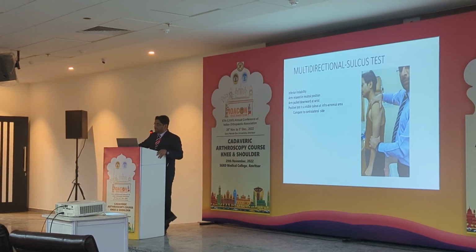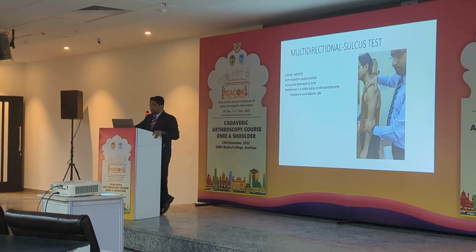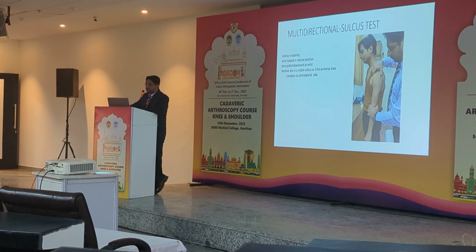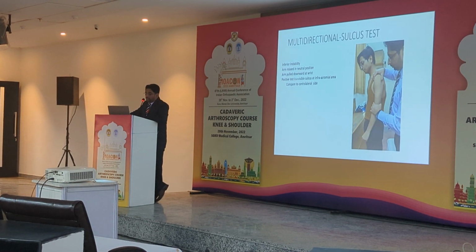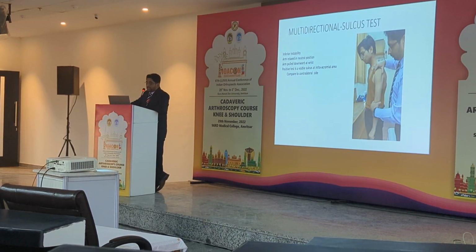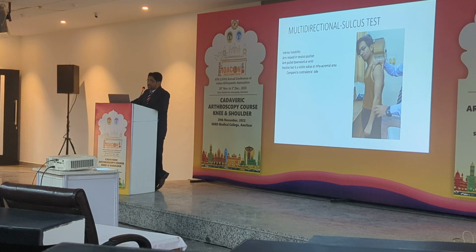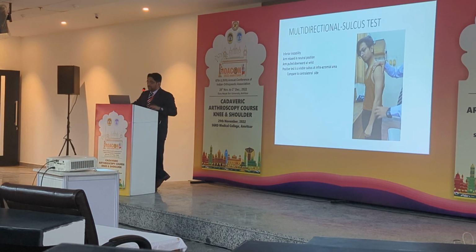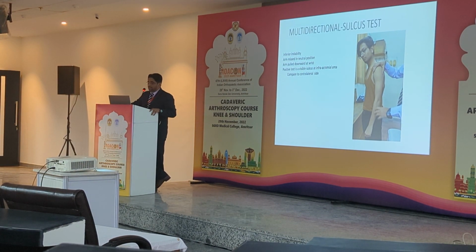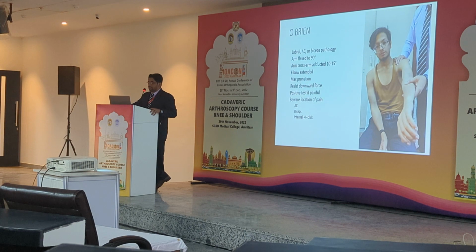In multi-directional instability, for the inferior instability, the arm is relaxed in the neutral position and pulled downward at the wrist. The positive test is a visible sulcus. You see a depression at the deltoid level, in the infra-acromial area below the acromion. So this is the sulcus test.